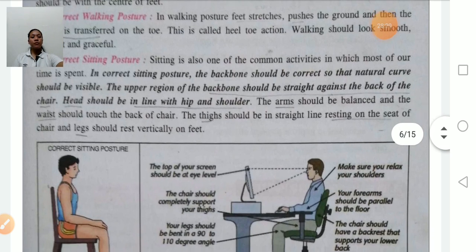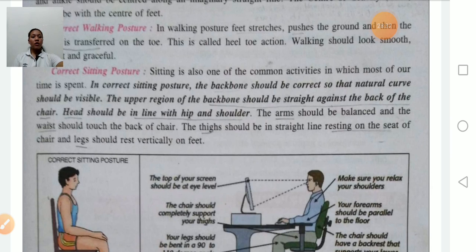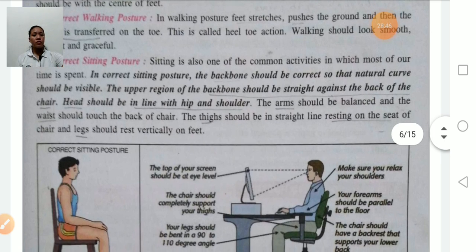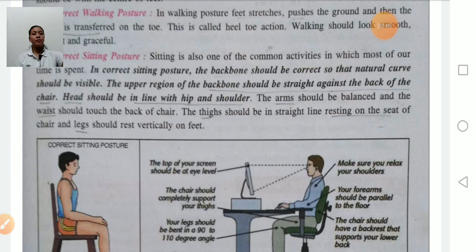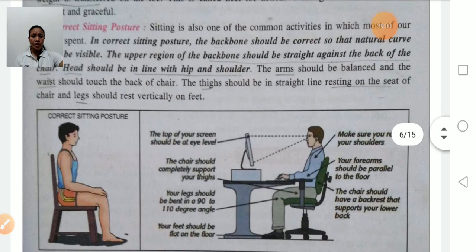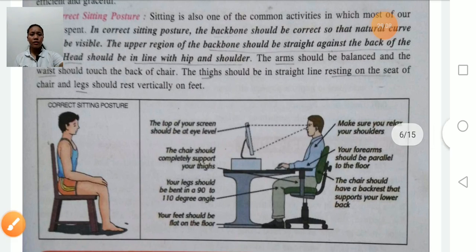Correct sitting position. Sitting is one of the common activities in which most of our time is spent. In correct sitting position, your backbone should be erect, so that the natural curve is visible. The upper region of the backbone should be straight, against the back of the chair. Head should be in a line with the hip and shoulders. The thighs should be in a straight line resting on the seat of the chair and legs should be vertical.